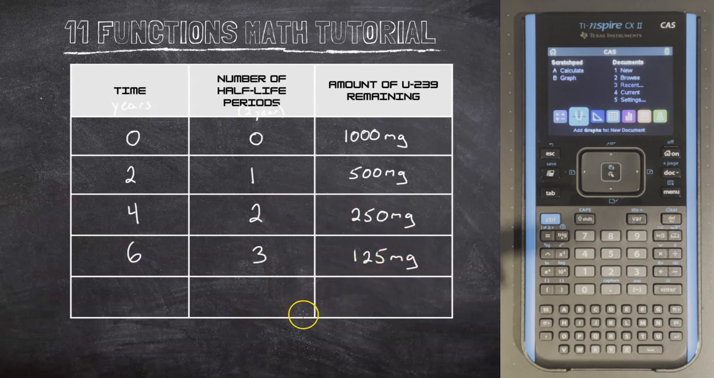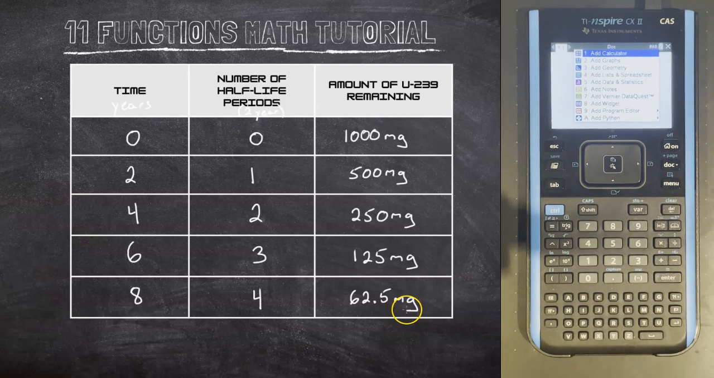And finally, well, that's the end of our chart. We can keep going though. After another half-life period, so that would be a total of 8 years, we have half of this, which would be 62.5 milligrams. So why is this an example of exponential decay? Let's look at what this would look like if we were to graph it.